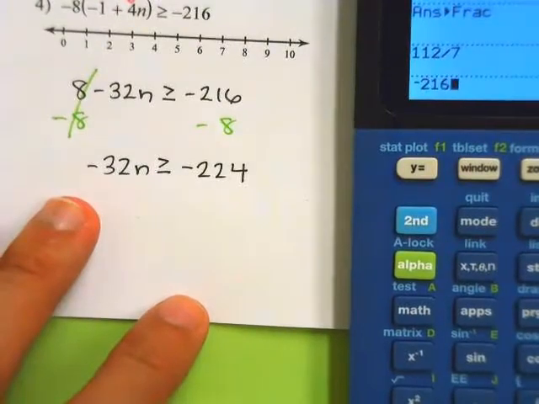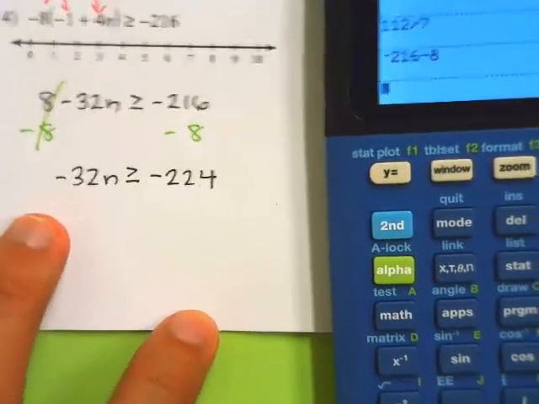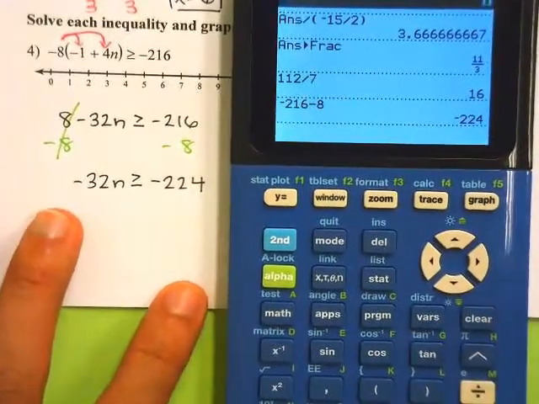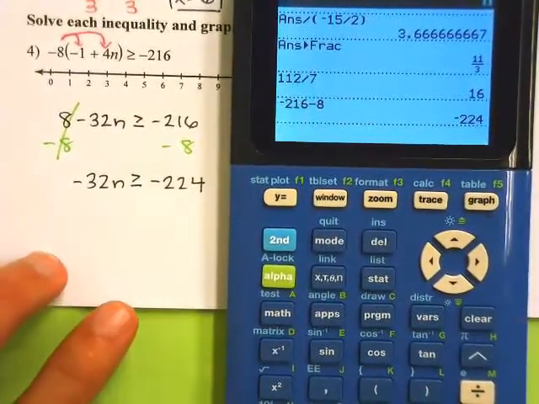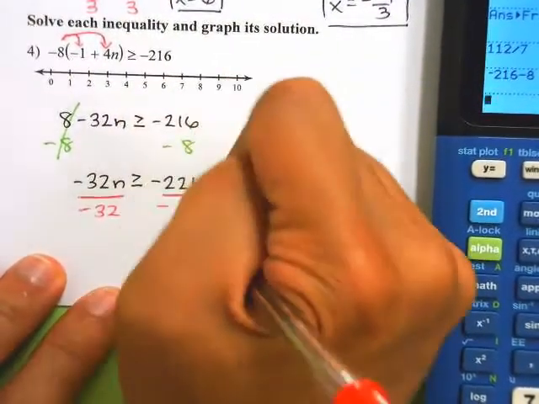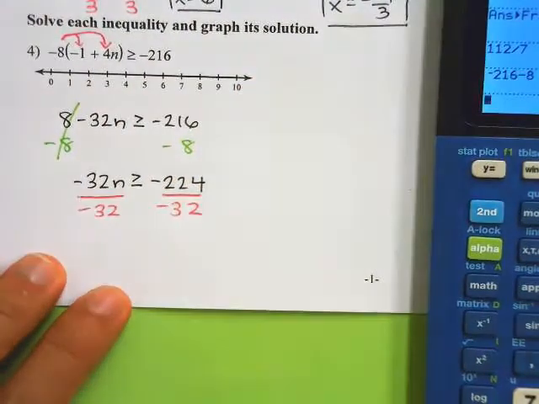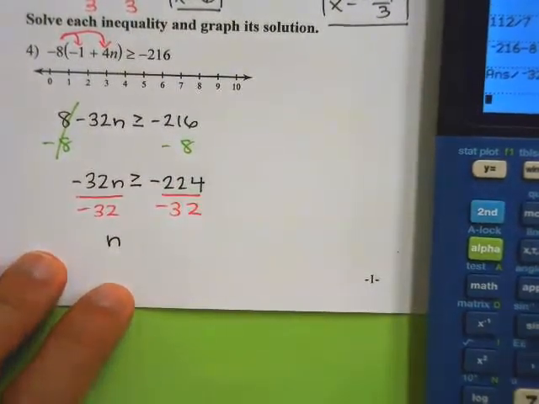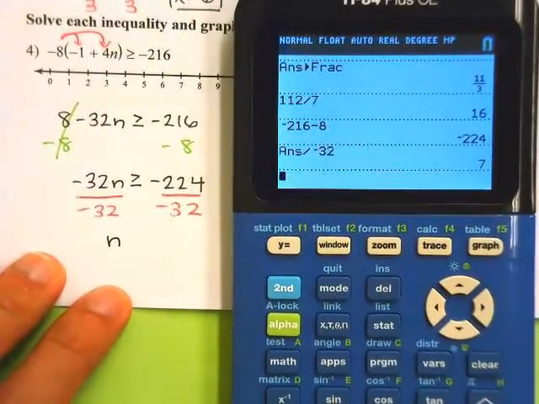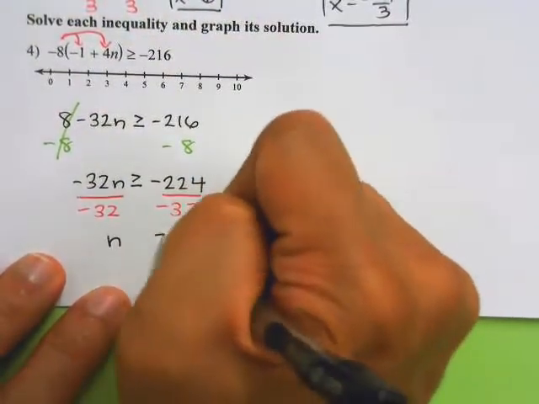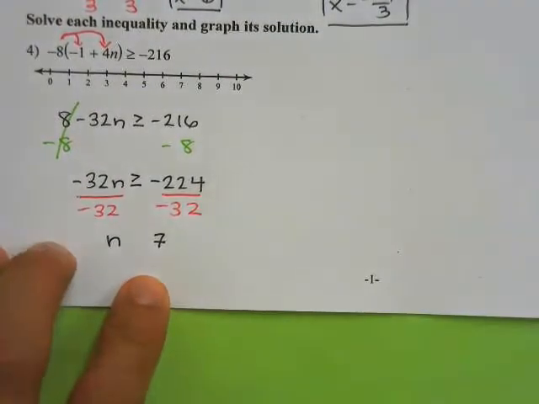If you want to check your work, you always can. Negative 224. Okay, and then we are going to divide both sides by negative 32. So when we divide both sides by negative 32, it will be a 7, but there's a reason why I'm not putting this part over here just yet.